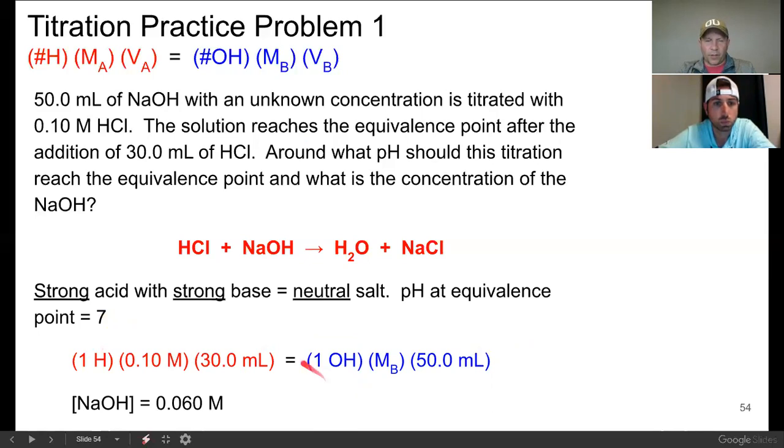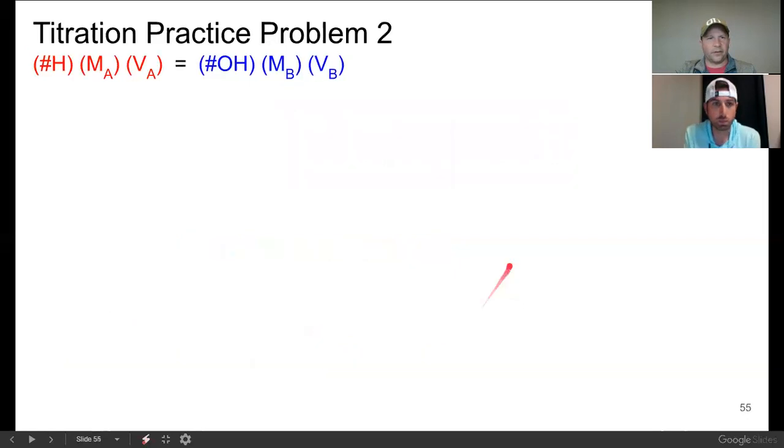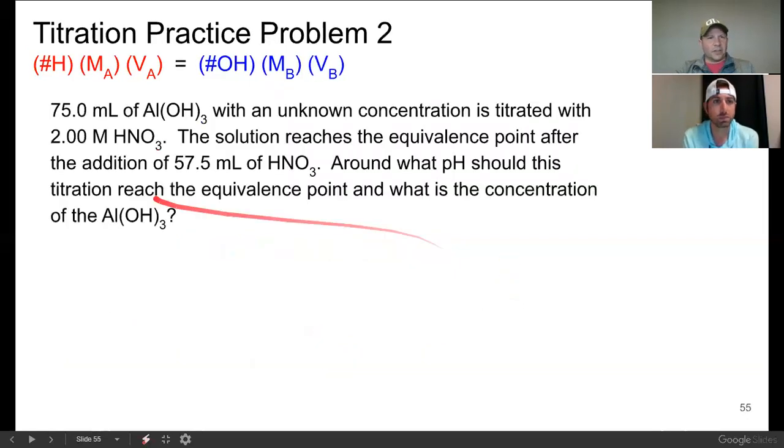Pretty simple problem. Let's do one that's exactly the same, and it's our last problem together, Mr. Wing. This is the one exactly the same, except the hydrogen and hydroxides are not 1 exactly. So let's look and see what we got. Okay, so here we got 75 milliliters of aluminum hydroxide with an unknown concentration. So once again, we're trying to find out the concentration of this base here. Notice it's a base. It's titrated that.